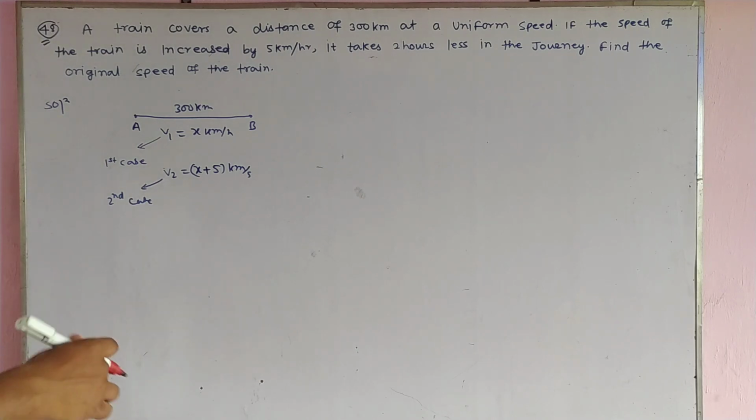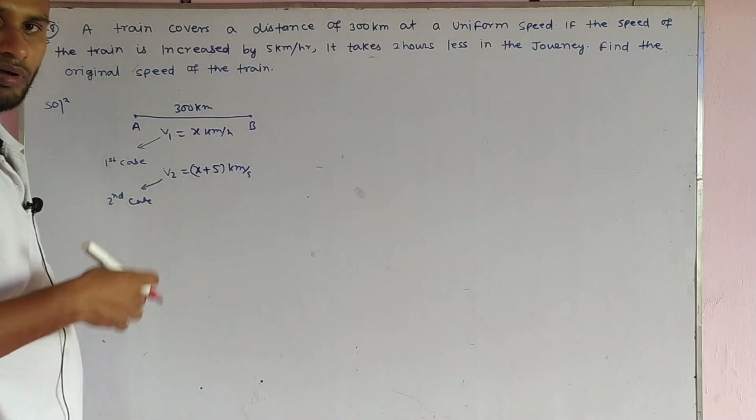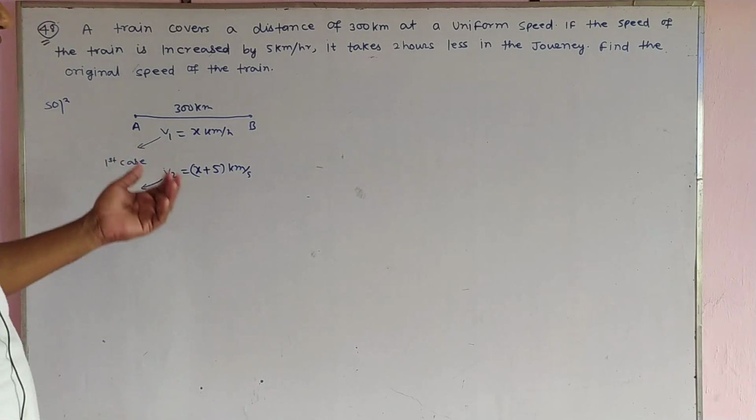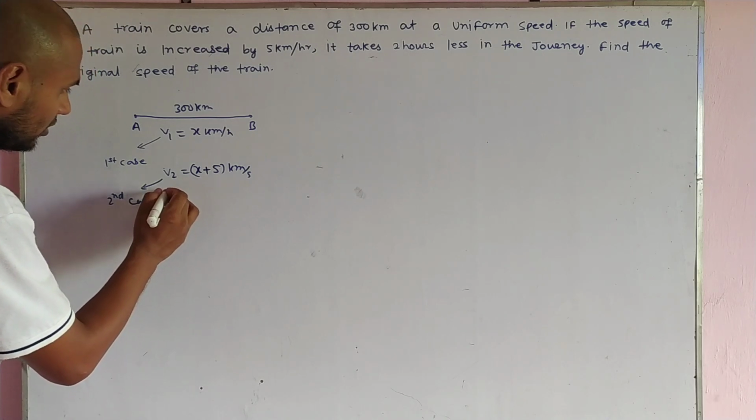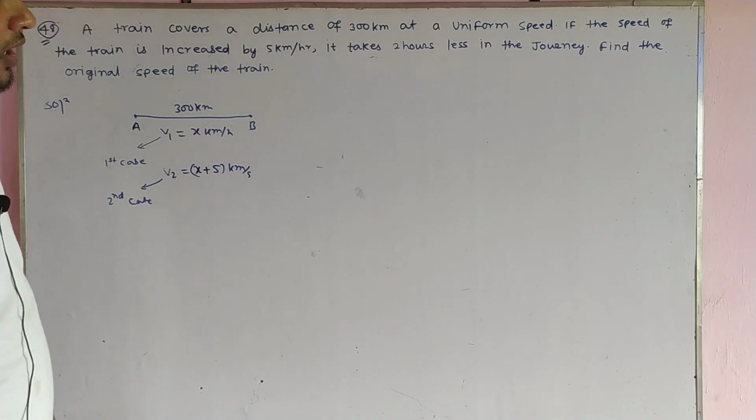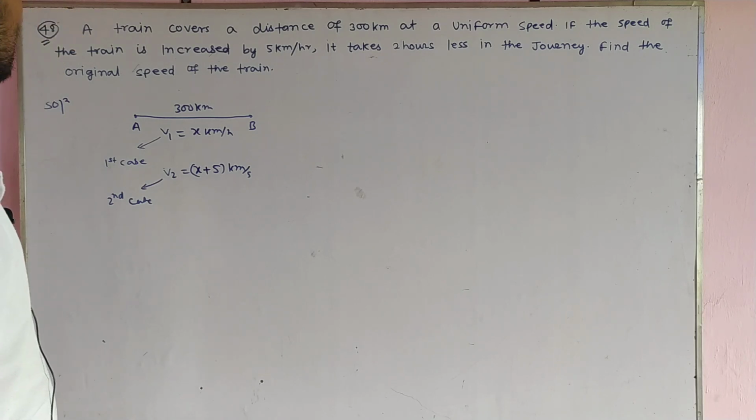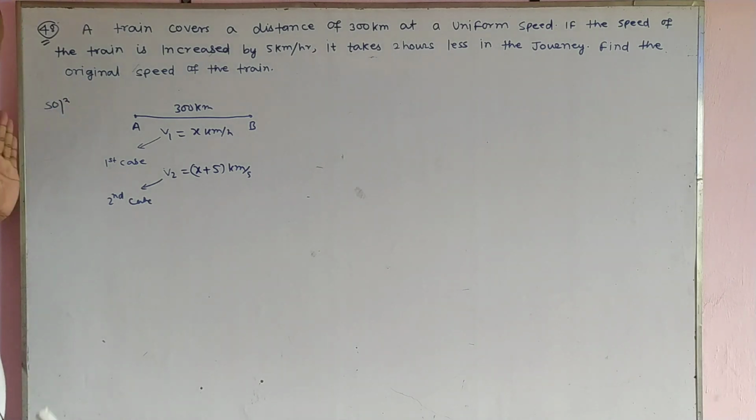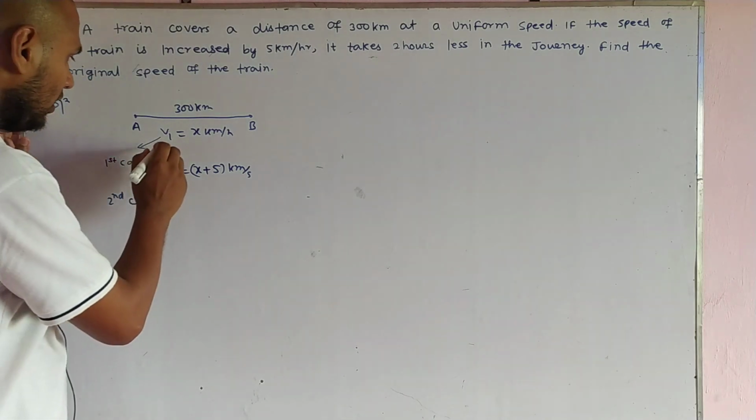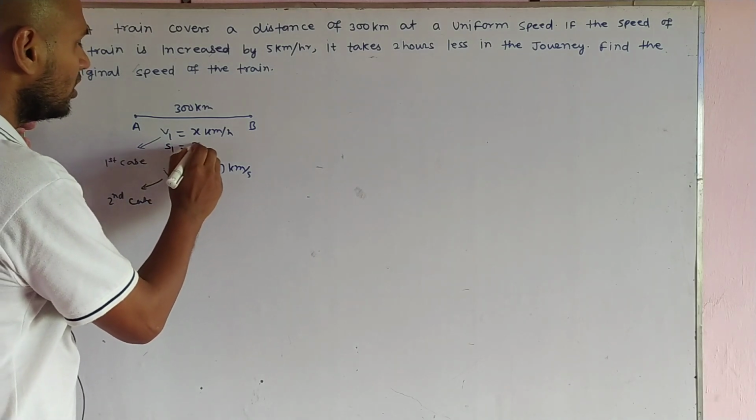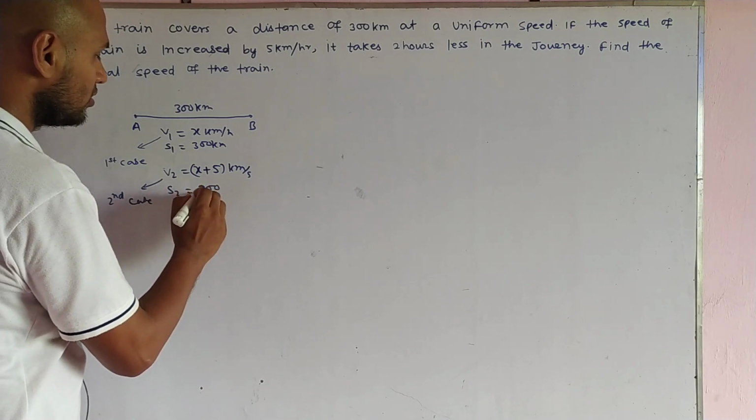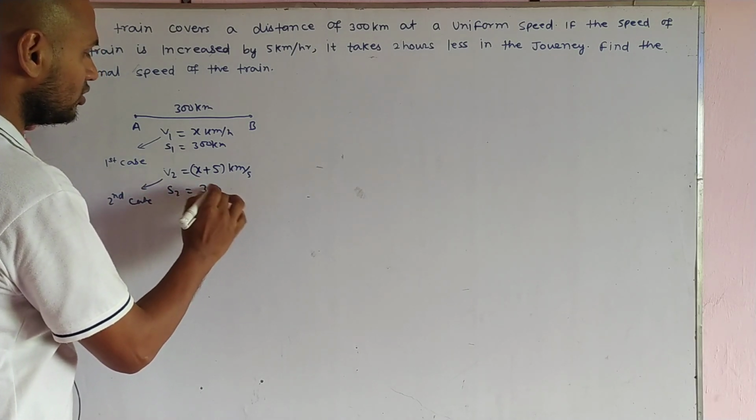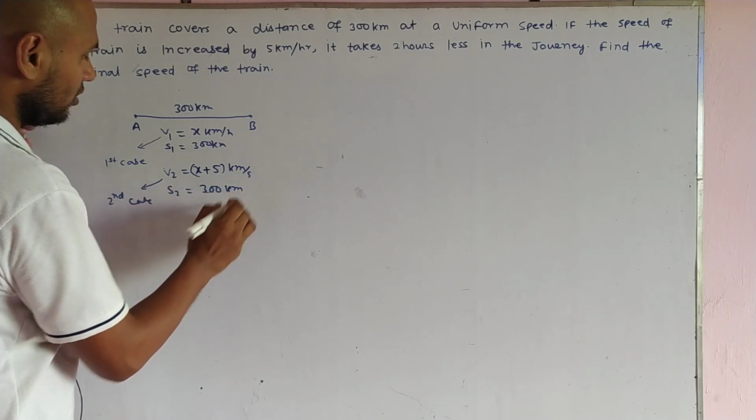It takes 2 hours less in the journey if the speed is increased by 5 km per hour. From the previous speed, the time taken by the train will be decreased by 2 hours. Find the original speed of the train. The distance is the same for both cases: s1 is 300 km and s2 is also 300 km, because the train runs on the same path.